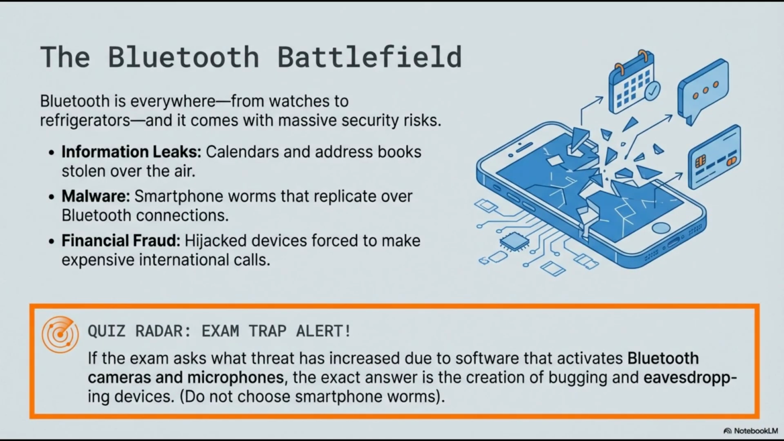The exam loves to test your ability to differentiate between the operational mechanics of these threats. They really do. And here is a massive trap you need to watch out for on your quiz radar. If an exam question asks what specific threat has increased due to software that activates a Bluetooth camera or microphone, the exact answer is the creation of bugging and eavesdropping devices. You have to avoid selecting smartphone worms for that scenario.